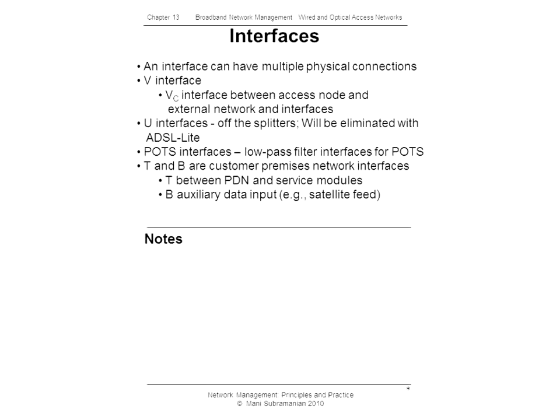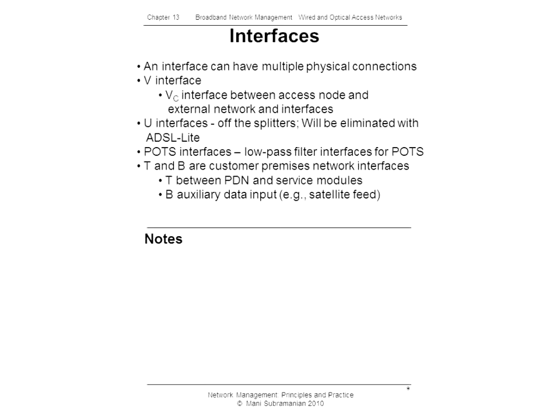The V interface, the VC interface, is between the access node and the external network. We have the U interface, that is the optical splitters. We have the POTS interfaces, that is the low pass filter interfaces. And T and B are the customer premises network interfaces. T is between the CDN and the service module, and B is the auxiliary data input, for example, a satellite feed.